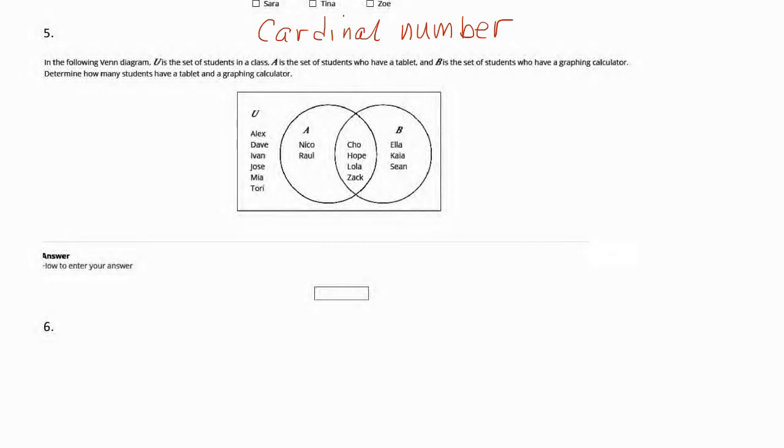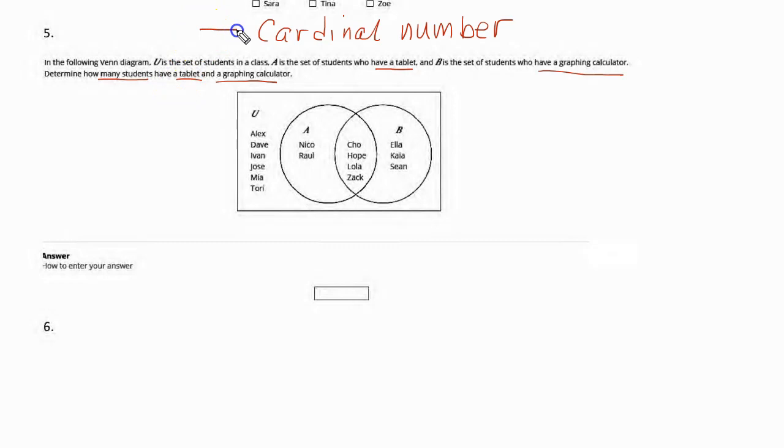Again, you want to determine what they are asking. A is the set of students who have a tablet. B is the set of students who have a graphing calculator. Determine now how many students have a tablet and a graphing calculator. So what are they asking here?